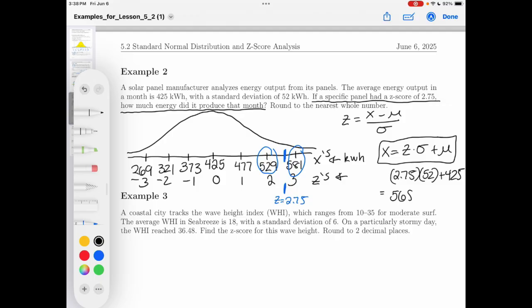568 kilowatt hours. Now, when I look at that, it makes sense with the graph because I know that it should have come out somewhere between 529 and 581. So if I, for example, came out with something like 490, I know that there was an error somewhere, because it needs to fall in between these two values.